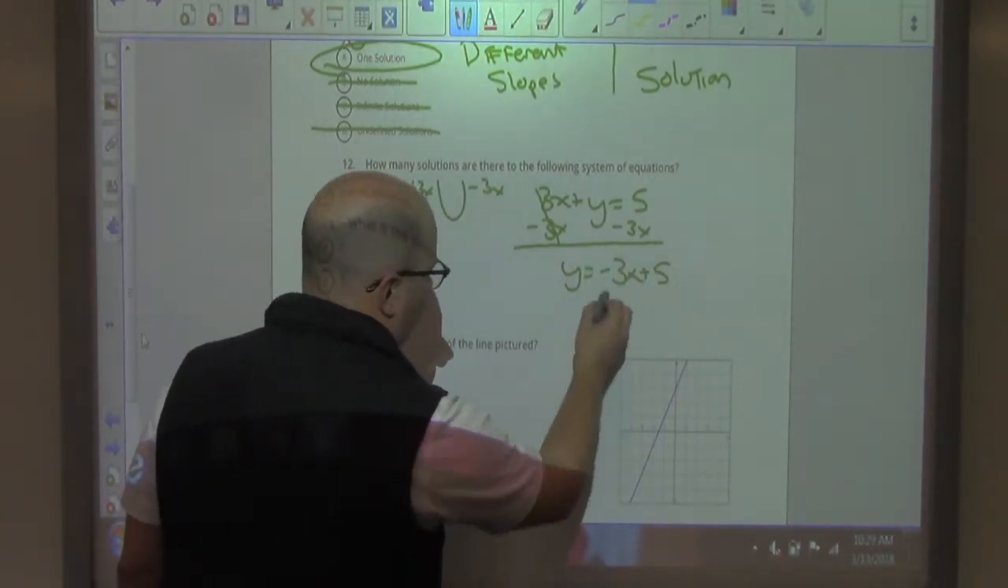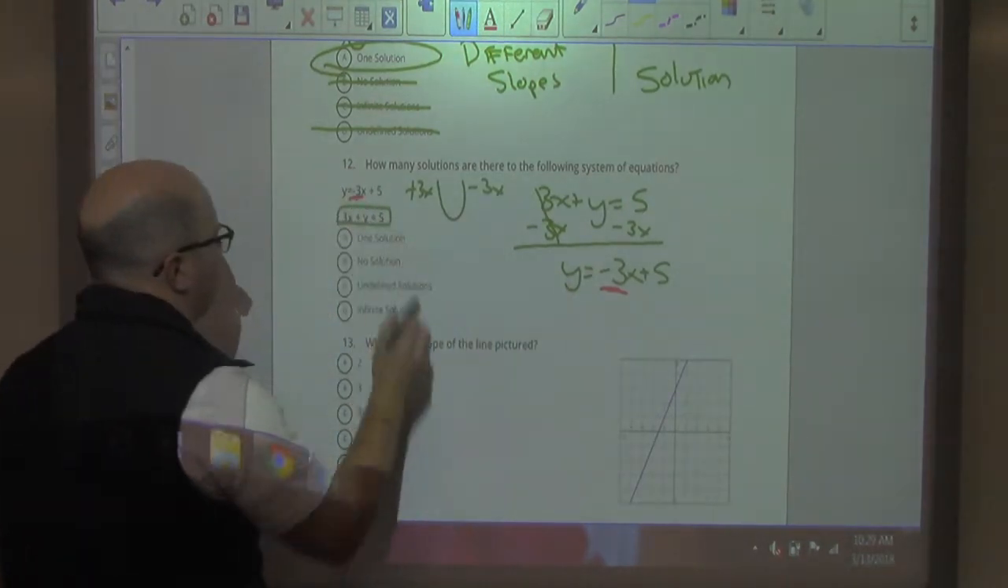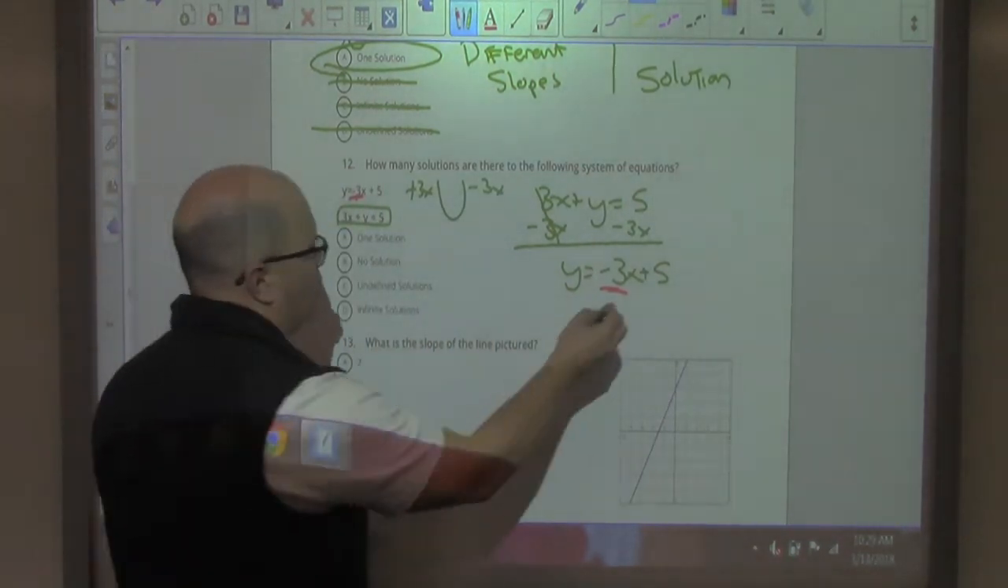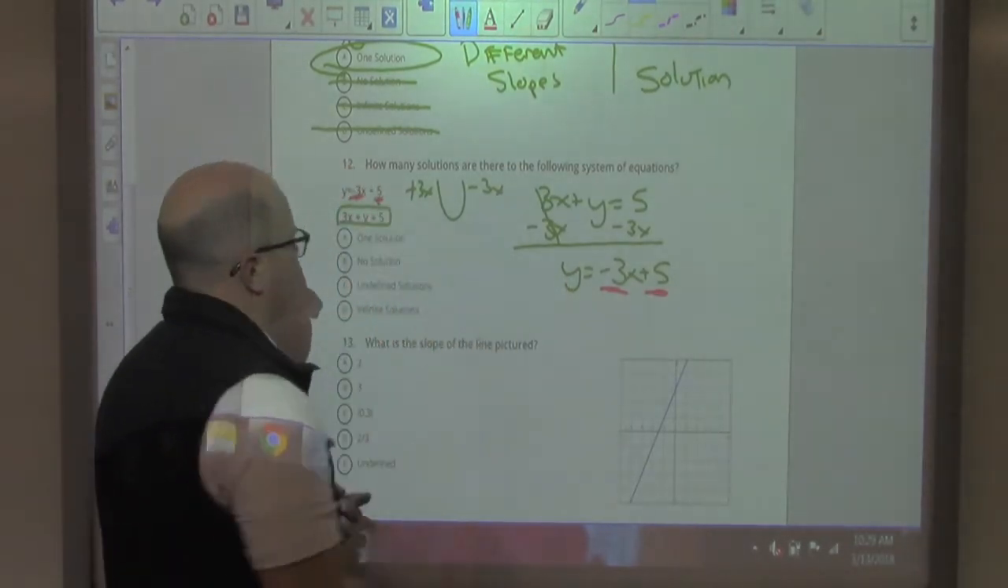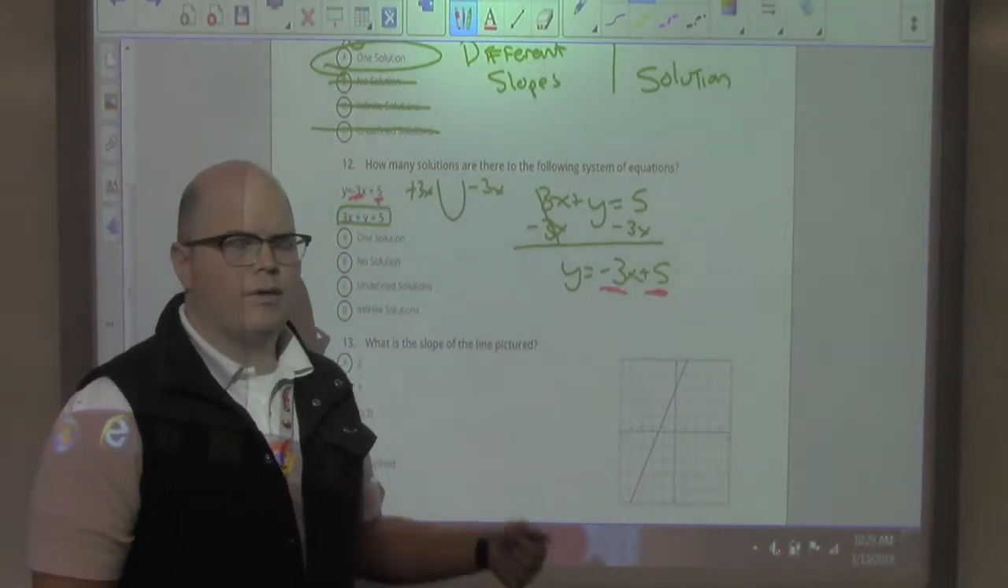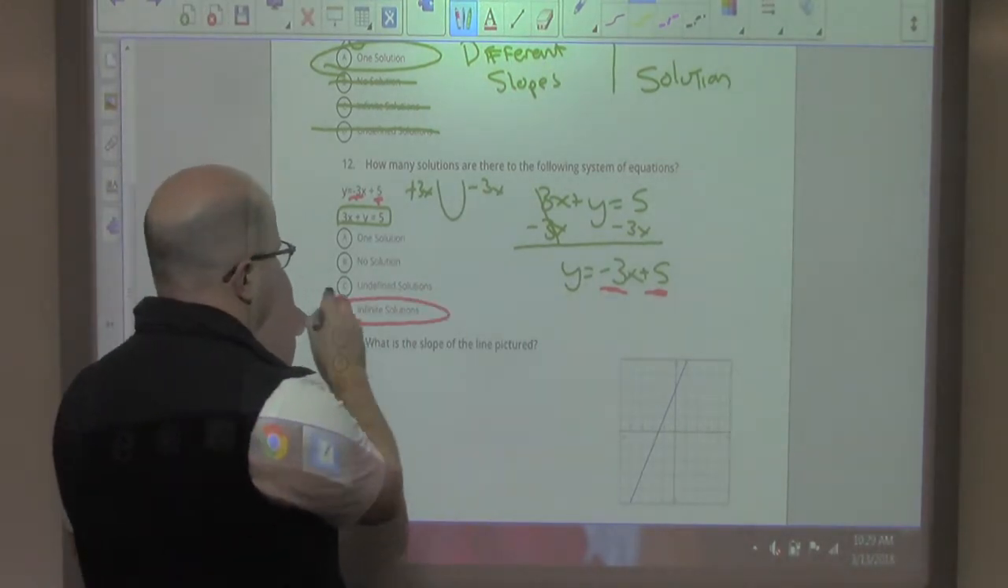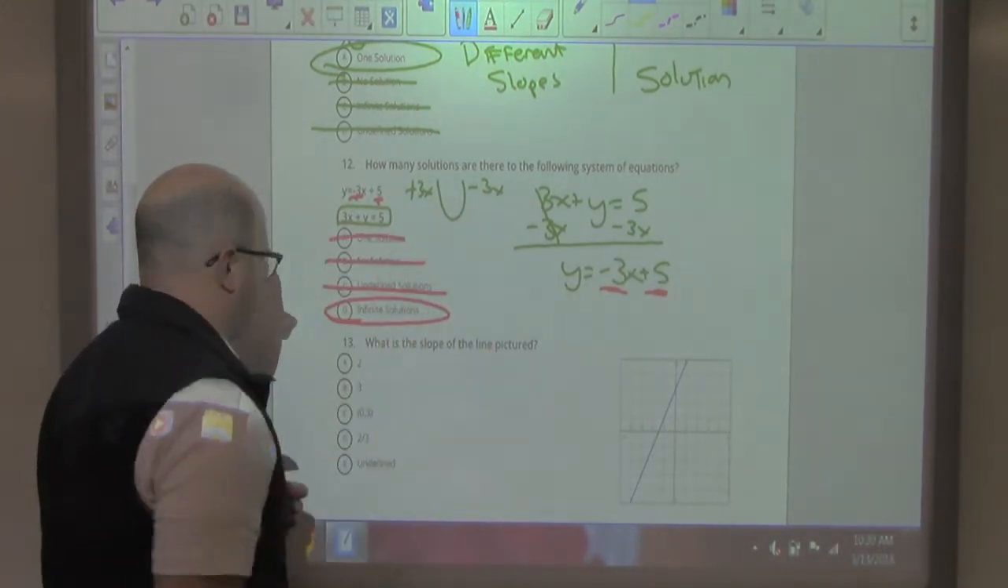And I'm looking at my slope. So negative 3 and negative 3 are the same, so I have the same slope. Y-intercepts next. I have the same y-intercepts, and if I have the same slope and the same y-intercepts, I know I have infinite solutions. None of those work.